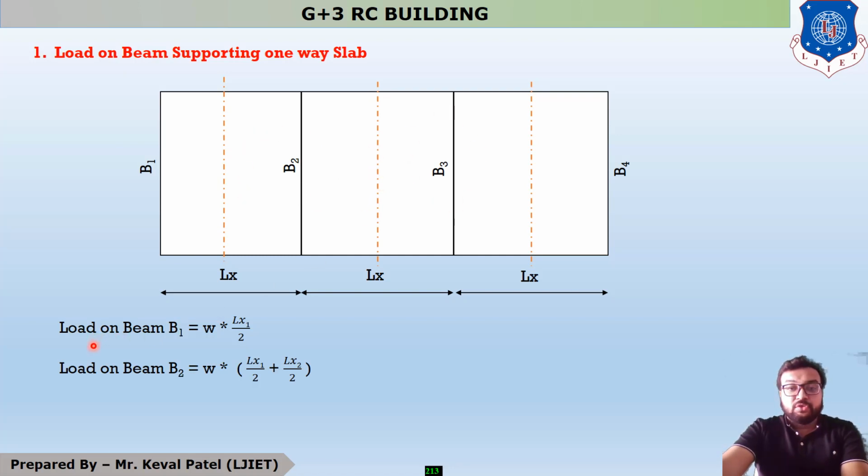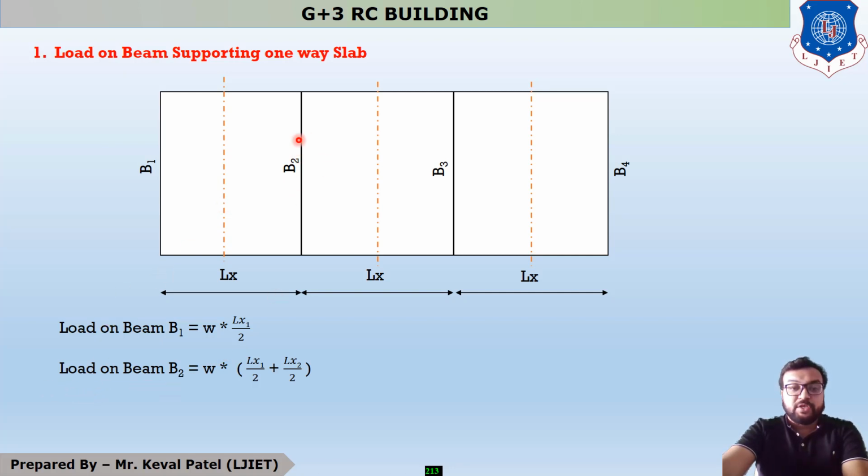It means how much load is taken on beam B1? So the load on beam B1 is W, where W means dead load or live load, which is in kilonewton per meter square. In dead load there are two major loads, self weight of slab plus floor finish. So this is W into Lx1 by 2. It means if this is Lx1, then Lx1 by 2 is going to B2 and Lx1 by 2 is going to B1.